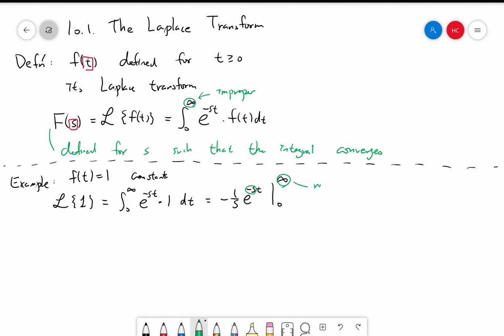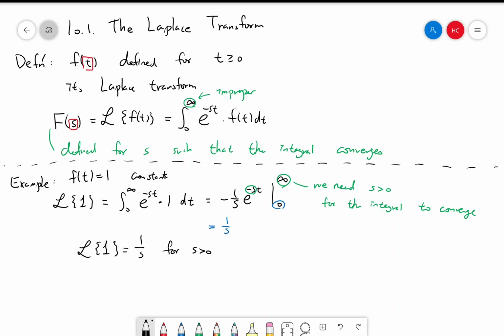So we need s to be positive for the integral to converge. And if s is positive, then all we need to plug in is the 0 part. This is equal to 1 over s. So the Laplace transform of the constant function 1 is equal to 1 over s. This is for s positive.